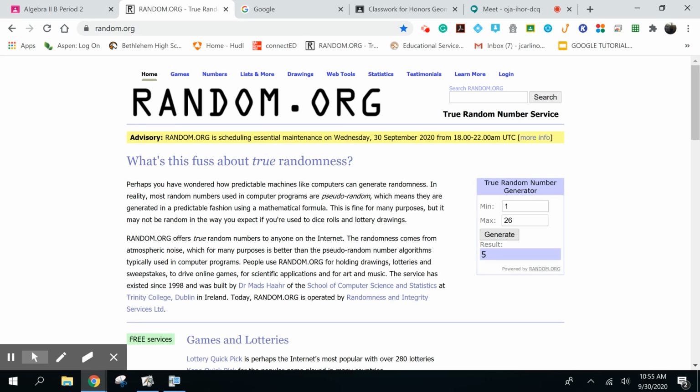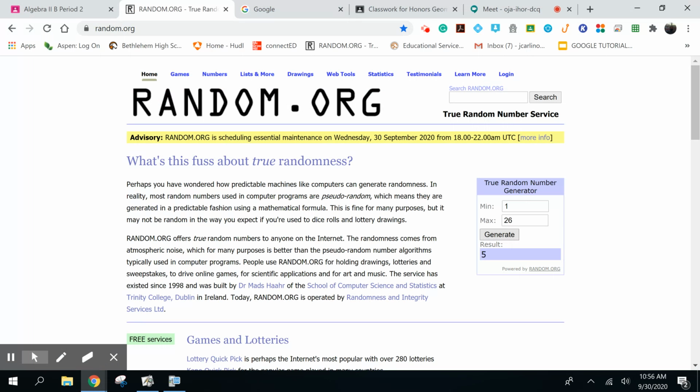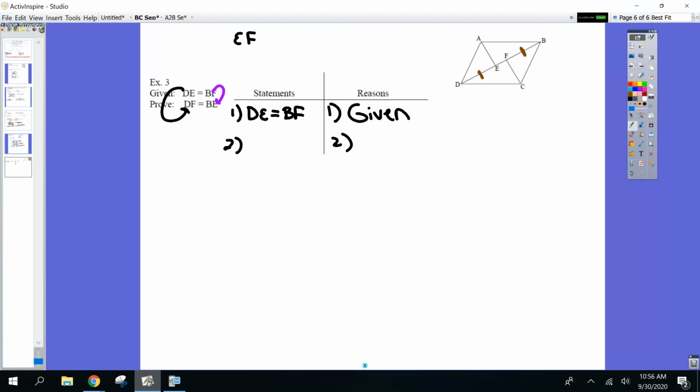What do I need to add on to DE to get DF? EF. Okay, I got it. Thank you. All right, next question. What do I need to add on to BF to get to BE? You said get bigger, so how do I get bigger? What do I have to add? FE, which is another name for EF, right?